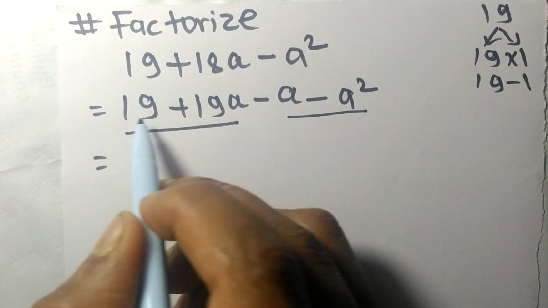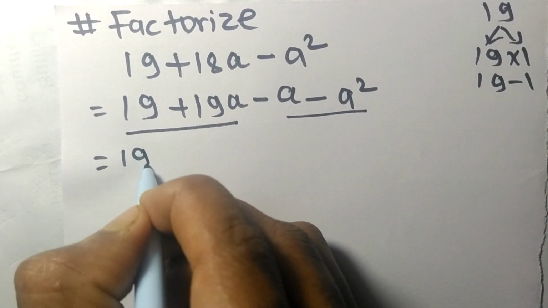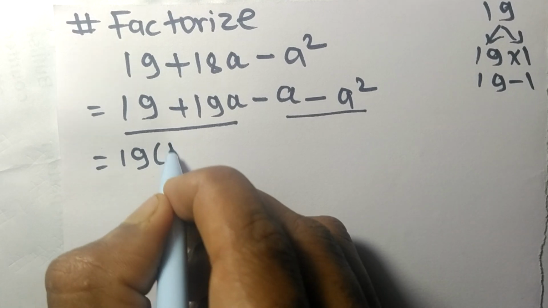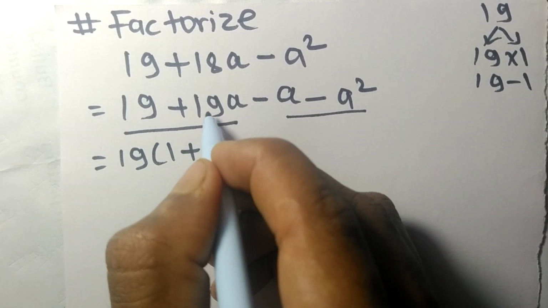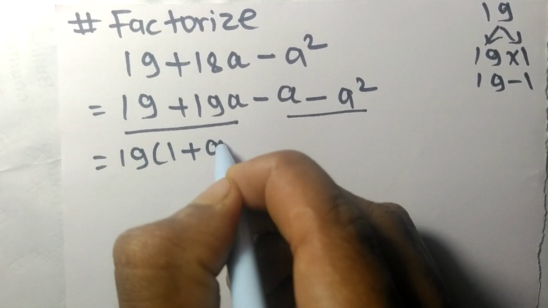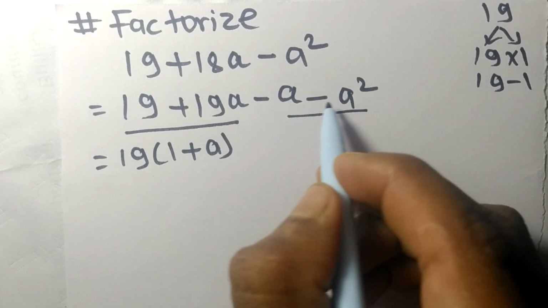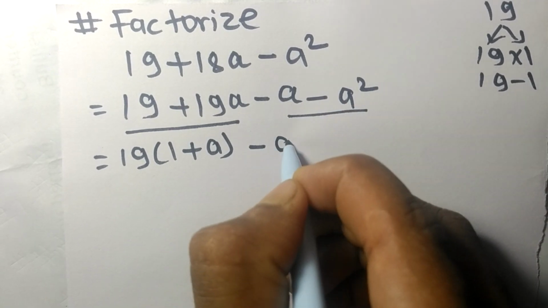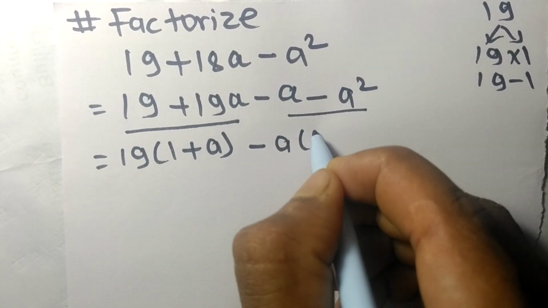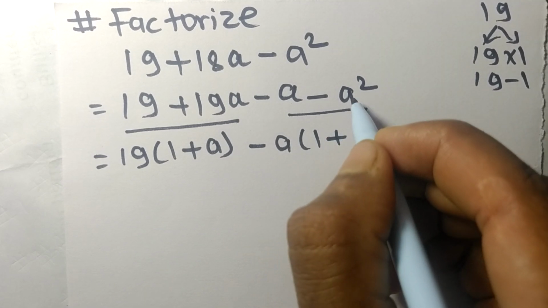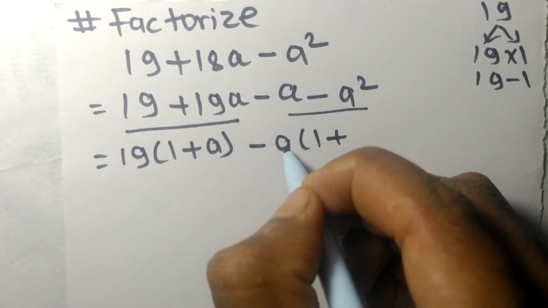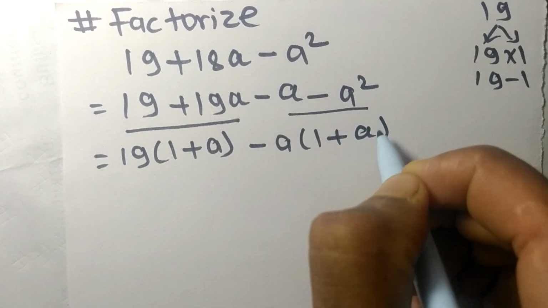Now we find the common factor in the first two expressions and in the last two expressions. Here the common factor is 19. So remaining is 1 plus a, since 19 already came out. The common factor in the last two is minus a. So remaining is 1 plus a, since a already came out.